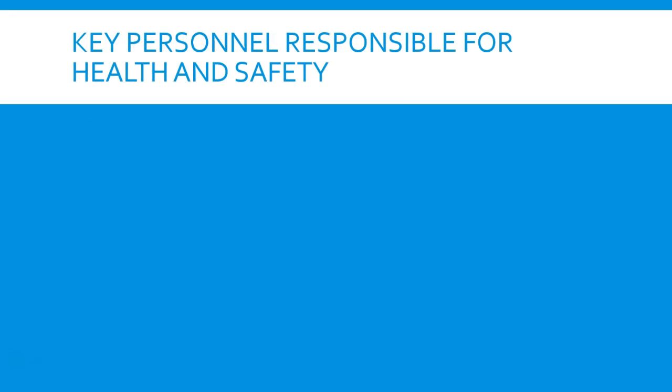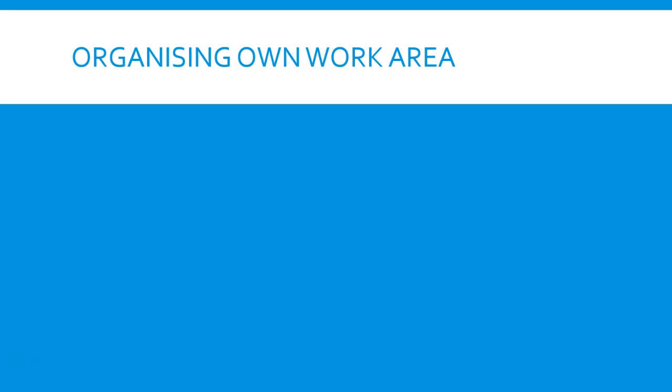The key personnel responsible for health and safety. This is everyone, but the overall controller is the actual principal. We used to have a health and safety officer, but they were made redundant. But the actual overall responsibility is the principal, but day-to-day operations are the members of staff. Organising your own work area. Might be worth having a look in the office and see how we work and see what's there. Also looking in the classrooms as well.